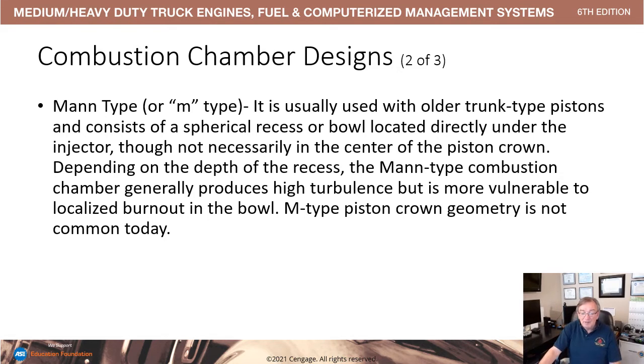M-type or MAN-type crowns are used in older trunk style pistons and consist of a spherical recessed bowl located directly under the injector. Depending on the depth, the combustion chamber generally produces high turbulence but is more vulnerable to localized burnout in the bowl. The M-type piston crown is not common today. You will see that in older engines in heavy equipment, and if you have to replace one cylinder piston, you're probably best to change out all six.